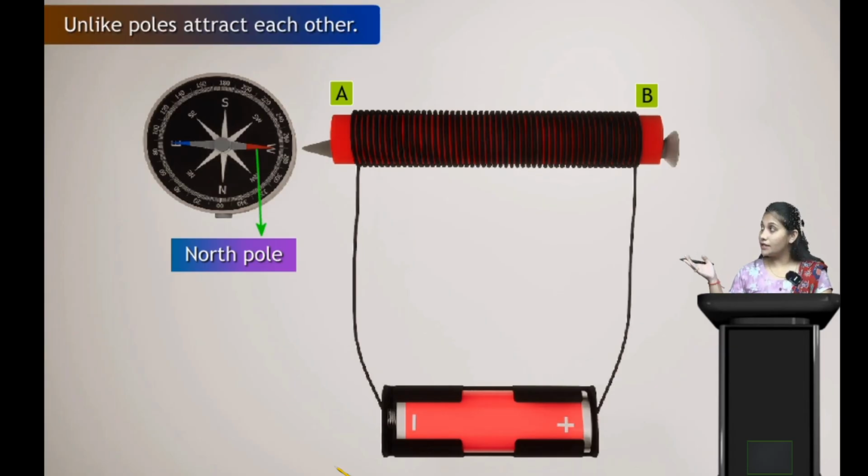Unlike poles attract each other, and we have all studied that unlike poles, meaning two different poles, will attract each other. See, this side is a north pole. That means A will be which pole? Two different poles, and we have only two poles. One is the north pole and the other is the south pole. If the north pole is attracted towards point A, that means point A is the south pole.